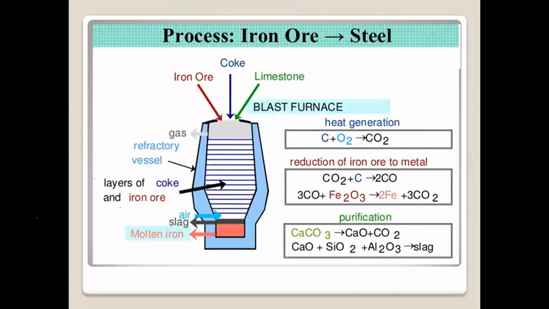Okay. I will just quickly run through the whole process. Three things we are adding: iron ore, coke, and limestone. The coke is converted to carbon dioxide, which in turn will be reduced. There are a series of steps. First, carbon in coke reacts with oxygen to give CO2, followed by CO2 plus carbon giving CO. Now the CO will reduce the iron ore, Fe2O3, to give Fe, which is called cast iron. Now, this cast iron is converted to steel by lowering the carbon content. This is why we are doing the purification step. Now, what happens in the purification step? Very important. CaCO3 gets converted into slag.